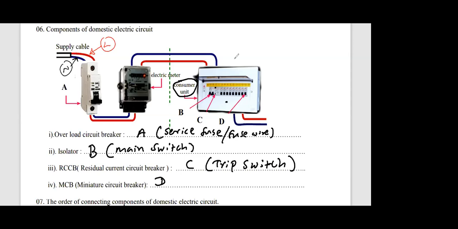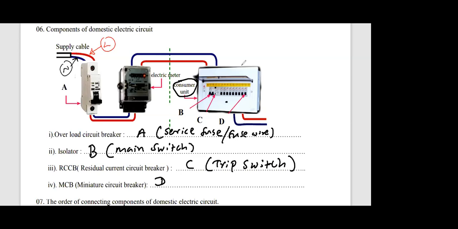That's what I have asked in number 7. So if you change the order, that will be a problem. So this has to be done by an electrician, except the electric meter and the overload circuit breaker. Everything else you have to connect. Plug points and lamp circuits, wires, or everything, that is called wiring circuit.